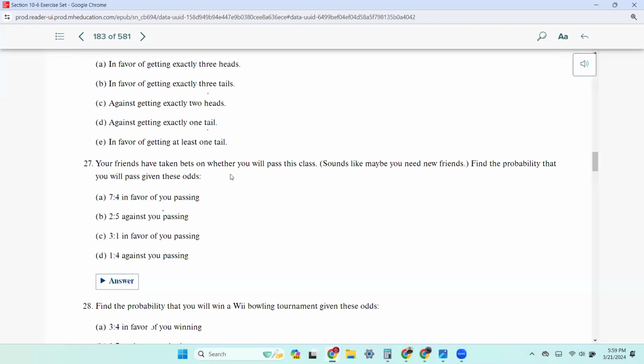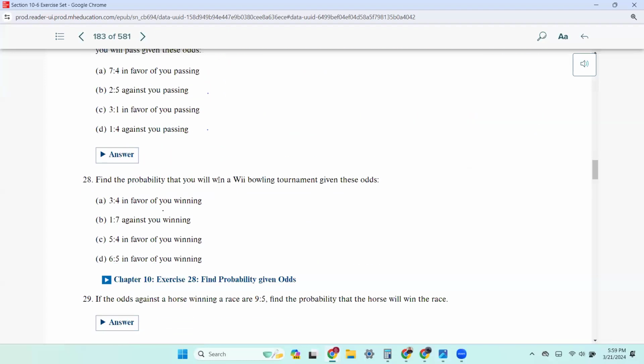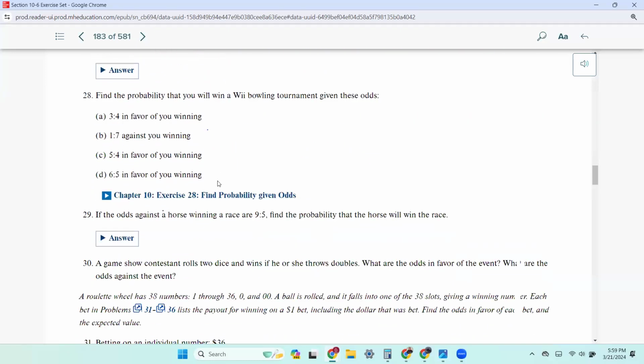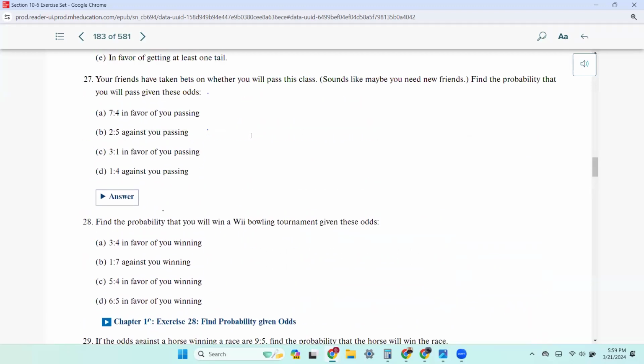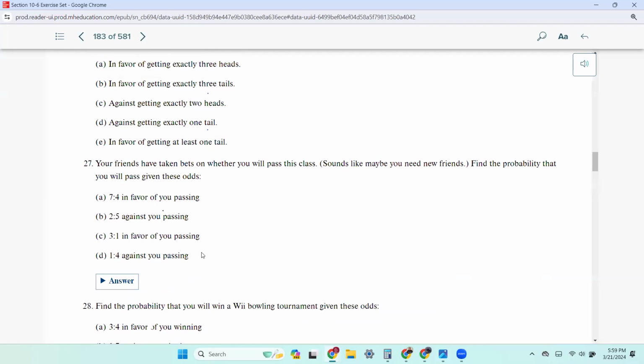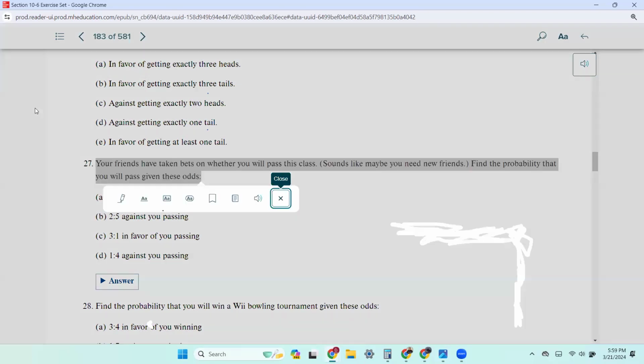All right, let's see if we got enough time for this one here. Okay. I think we did the Wii bowling, or did we? I know I did that in one of my classes. All right. Did the repo. So let's do these. This one.